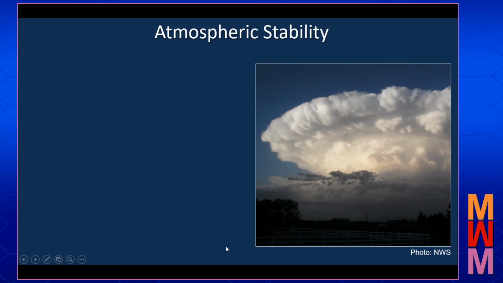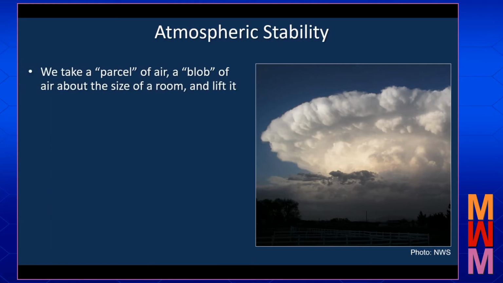Another important ingredient for thunderstorms is instability in the atmosphere. Now, what in the world do we mean by instability? Well, instability is basically how much energy is there in the atmosphere. And to investigate instability, we start out with a parcel of air, a blob of air that's maybe about the size of the room that you're in, and we theoretically force that air to rise up into the atmosphere.